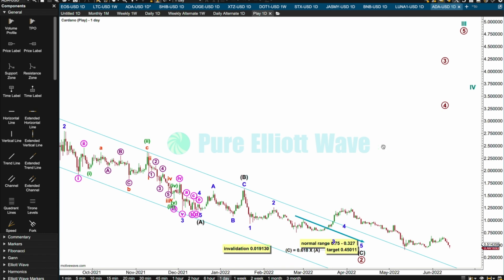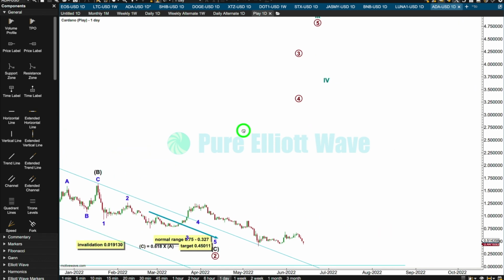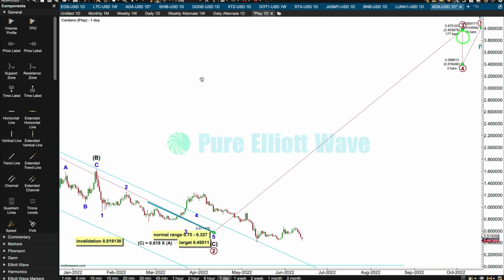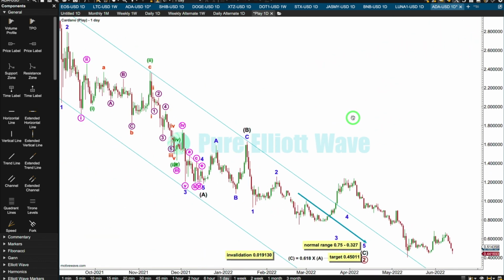One of the reasons why I want to look at Cardano is despite the cryptocurrency crash today, Cardano is holding up really well. It's not making a lower low. Doesn't mean it can't, and we'll see when I finish the analysis if I think it may make a lower low, but it's nice to see some strength in one of these.